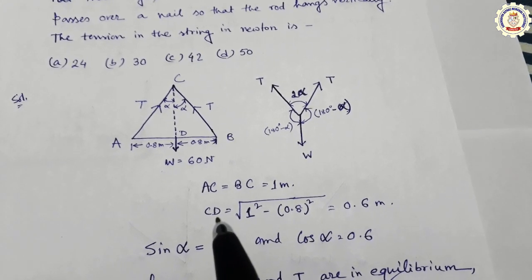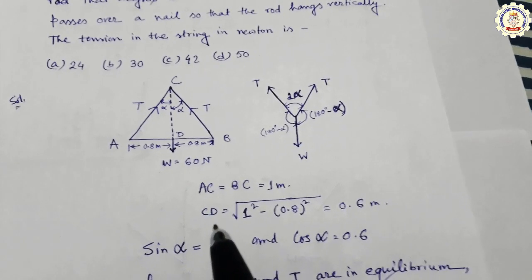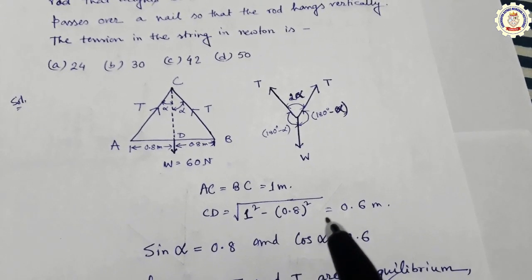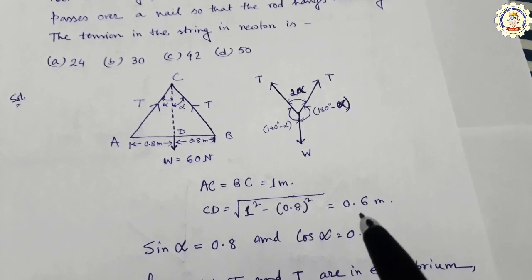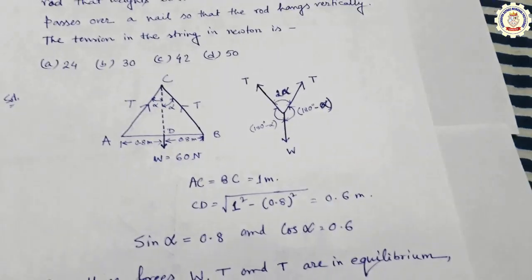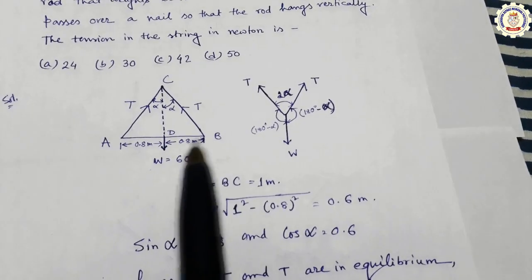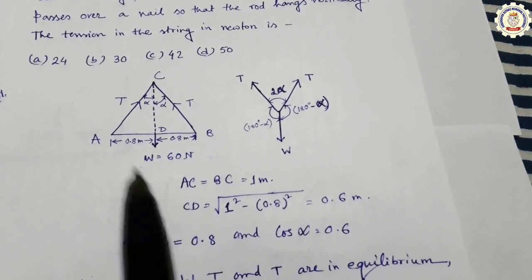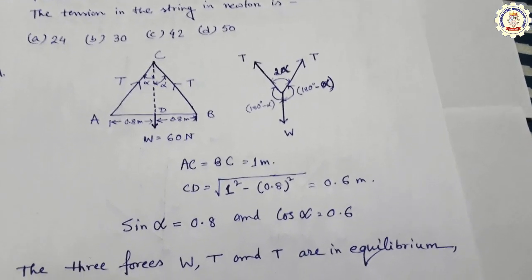if you want to calculate the value of CD, so CD equal to root over 1 square minus 0.8 square equal to 0.6 meter. So the value of CD will be 0.6 meter. So sine alpha equal to 0.8 from this diagram, and cos alpha equal to 0.6.